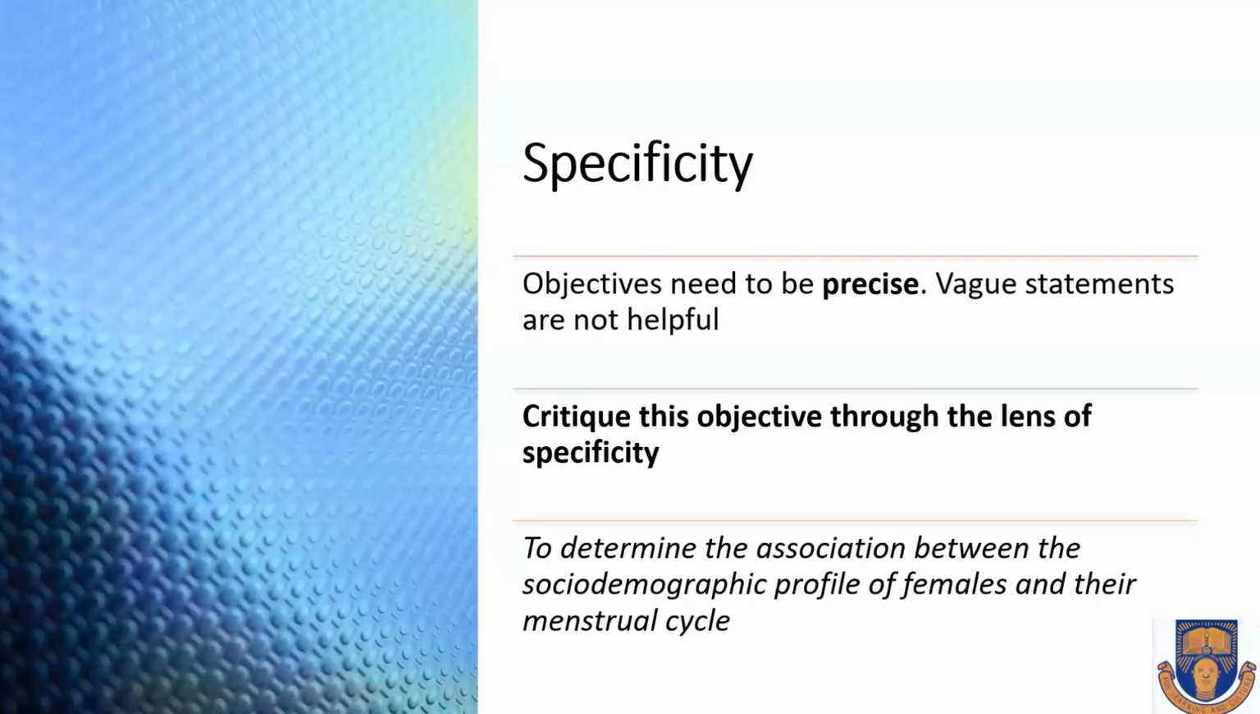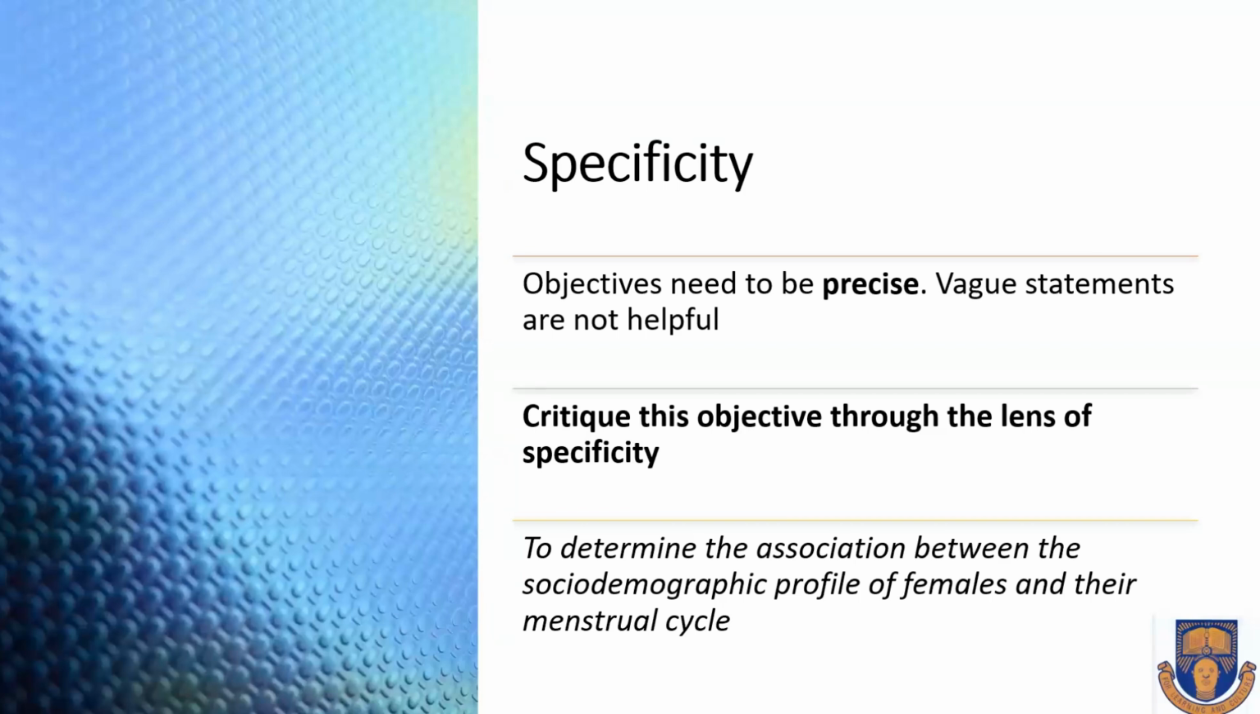When we talk about specificity, the S in SMART, what you're saying is that this objective needs to be precise. It has to be precise. There's no ambiguity. There's no misinterpretation of what you want to do. There's no alternative interpretation of what you want to do. This is an example of an objective that I can tell you is not specific.